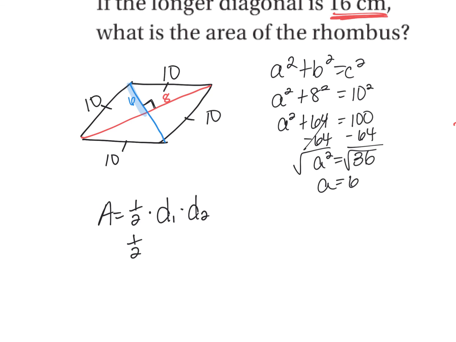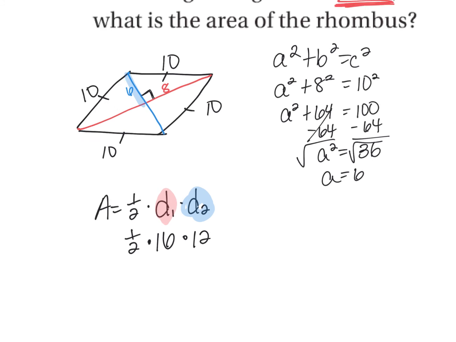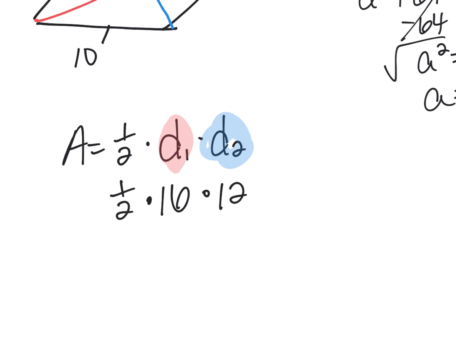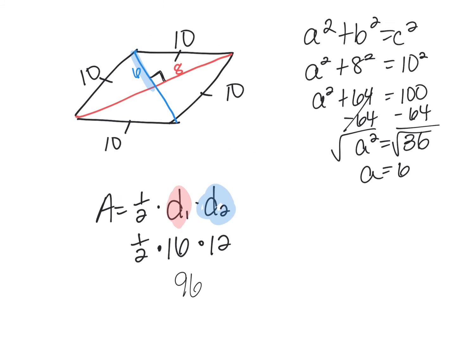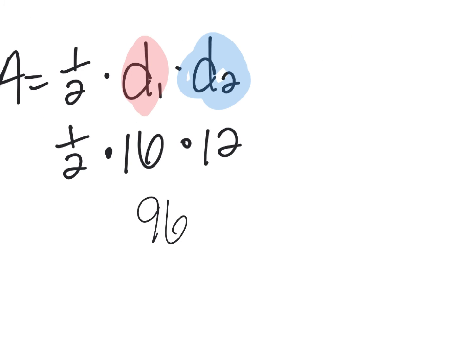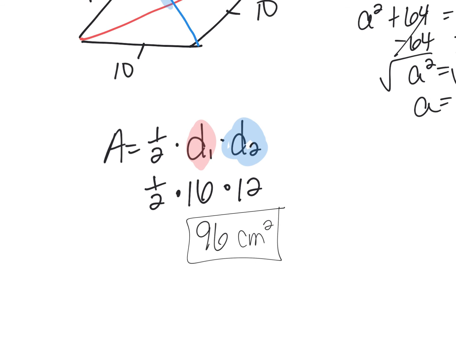Okay, let's make d1 be the red diagonal. How much is that red diagonal? It is 16, right? 8 plus 8. And then I will make d2 be the blue diagonal. How much is that? That's 6 plus 6, so 12. Now when you do that math, you end up getting 96. And what is our label talking about in this problem? Centimeters squared. Okay, so that is that problem.